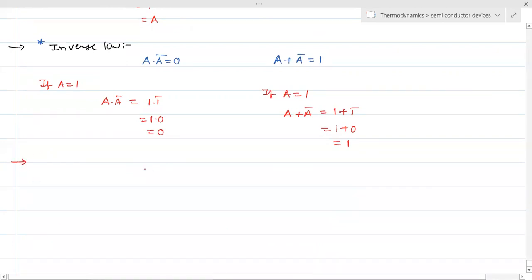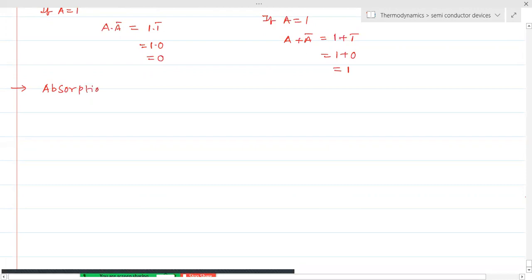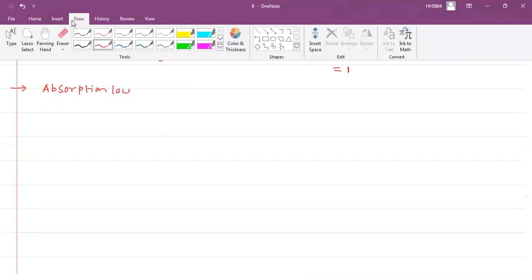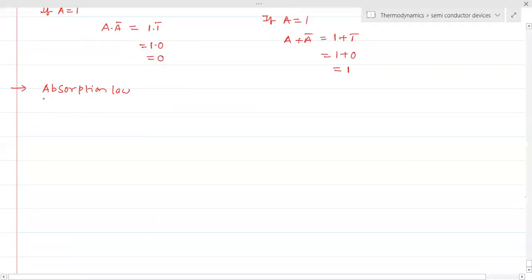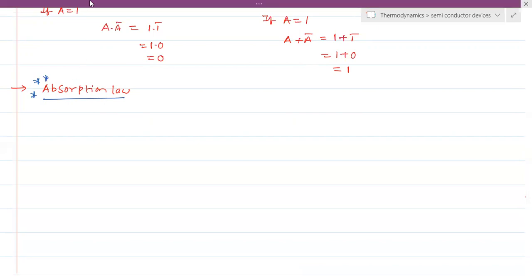And of course, we have commutative law and associative law. I'm not going further because those are like common multiplication, so there is no special interest. But this one I'm taking is the absorption law. This is very, very important. If you are able to remember it, then fine, but it is very important.